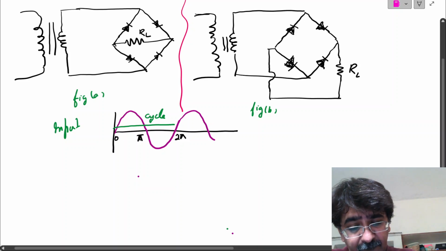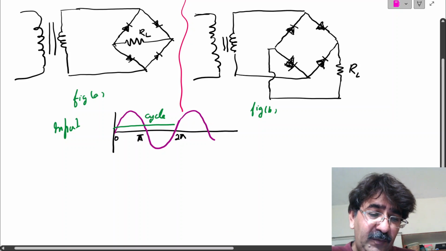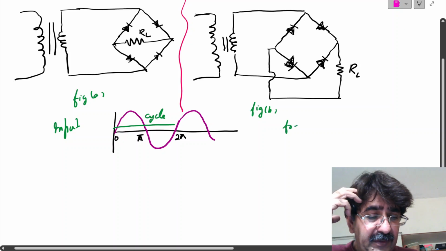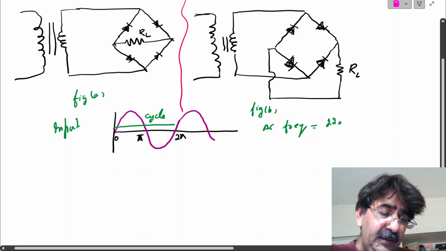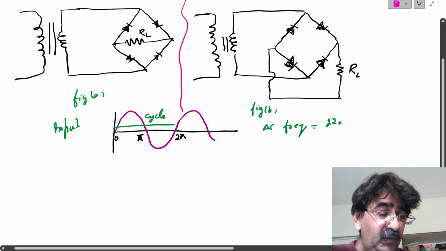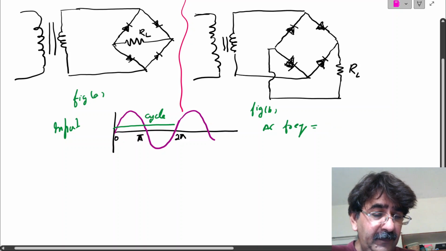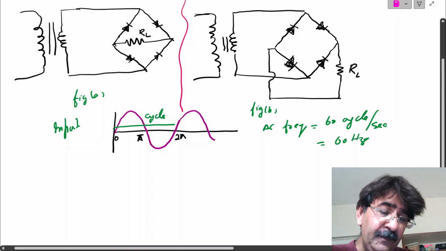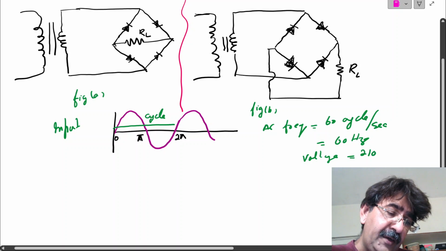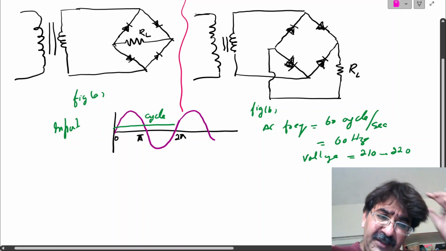You can see the AC wave used in our homes in Pakistan is, sorry, not 220, by mistake I wrote 220 as the voltage, 60 cycles per second, meaning 60 hertz. These are the characteristics of our AC, and the voltage will be 210 to 220 volts. These are the AC waves used in our homes in Pakistan and some other countries like those in Europe.